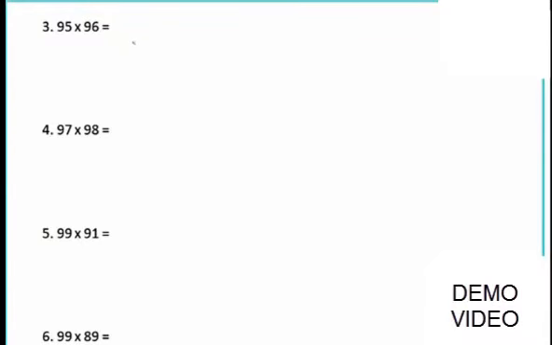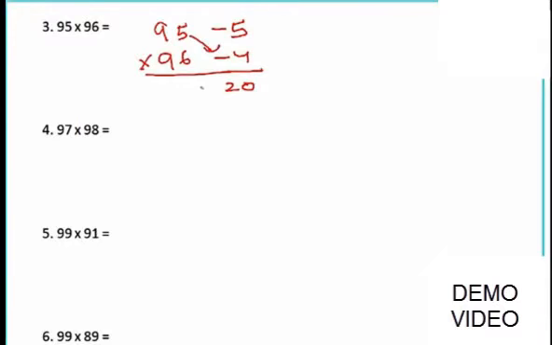It's very simple friends. Let's take another example, 95 into 96. Let's begin. It's minus 5 from 100, and it is minus 4 from 100. 5 into 4 will give us 20. Then 95 minus 4 will give us 91. We have to subtract in cross. So whether we subtract 95 minus 4 or 96 minus 5, in both cases we'll get the same answer. So we just have to do the cross subtraction for ones only.